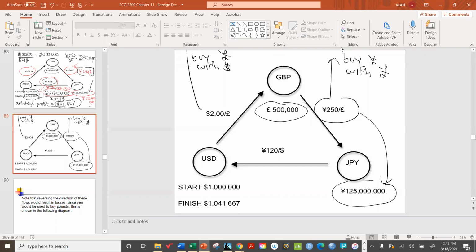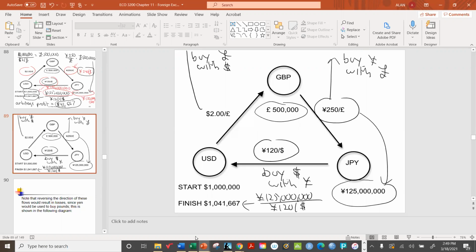Now, if the quote was correct, it would have been 240 yen per pound and we would have only had 120 million yen here. And when we brought them back to the US, we would have ended up with $1 million. Now, instead though, 125 million yen is used to buy dollars. So in other words, we've got 125 million yen. The spot exchange rate is 120 yen per dollar. The ratio of these two, 125 million divided by 120 is equal to, and you can double check this on your calculator, $1,041,667.